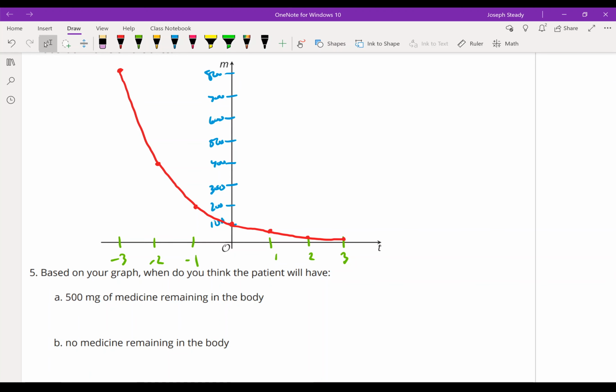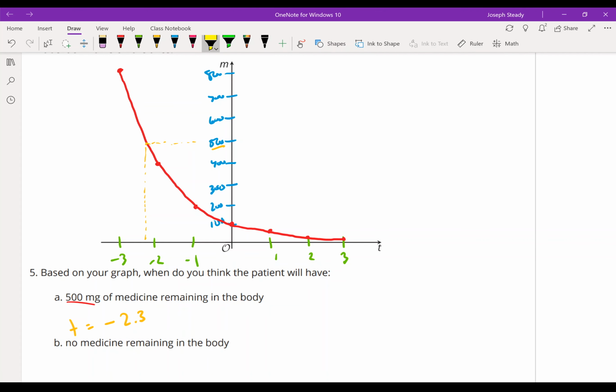So based on the graph, what is going to happen here? When will the patient have 500 milligrams of medicine? Well, if I look at my graph, 500 is right up here. So I can trace that over, and it hits right around there. Bring that down, and it looks like we're right around maybe -2.3 for our time, so 2 1/3 roughly hours ago, or before they first measured.